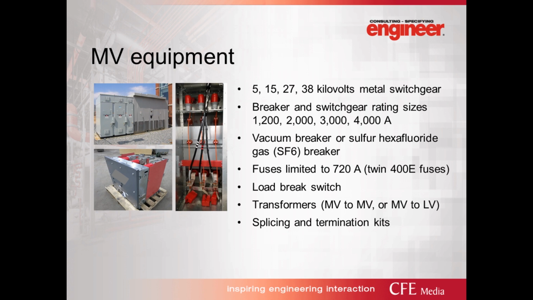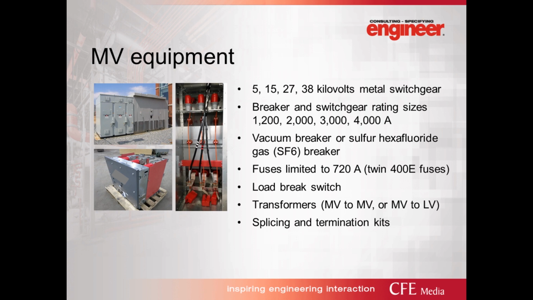Next is the medium voltage equipment. Medium voltage usually has a rating of 5 kV, 15, 27, 38. You also see breaker sizes. Because the breaker is not doing the integral protection, it's basically standardized on certain ratings. So you'll see 1200, 2000, 3000, and 4000. Some manufacturers do have a 600, but 1200 amp is pretty typical.